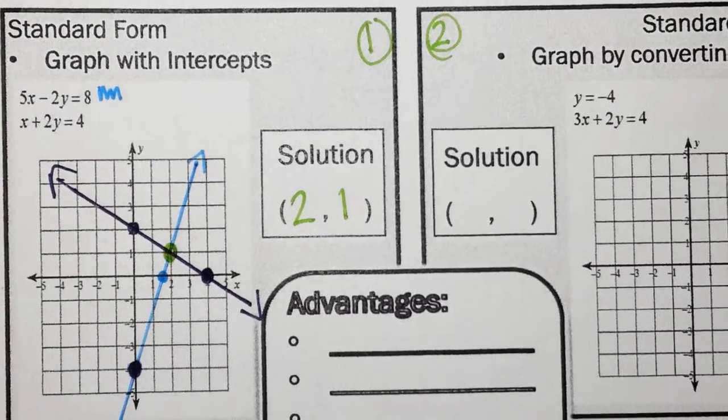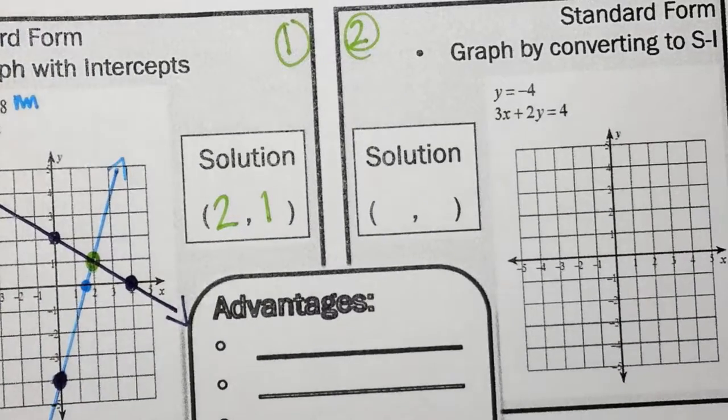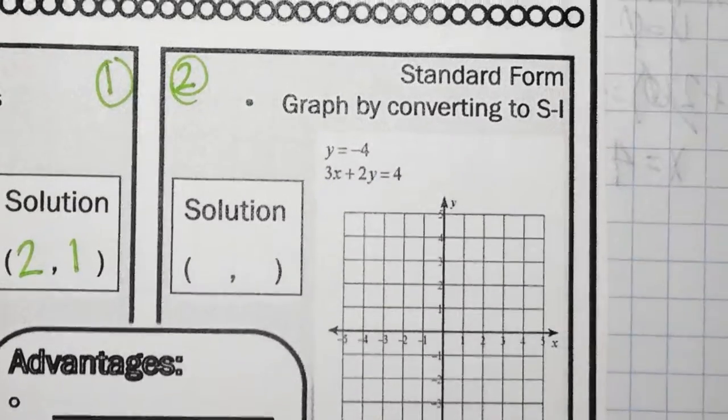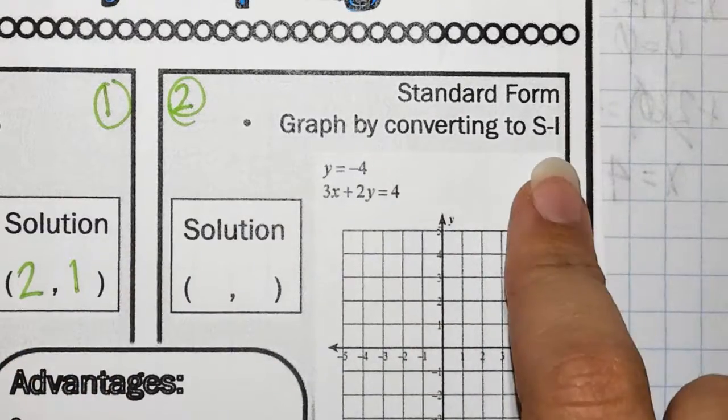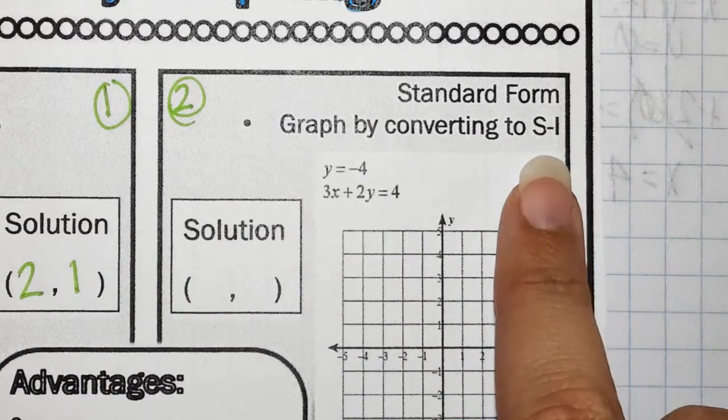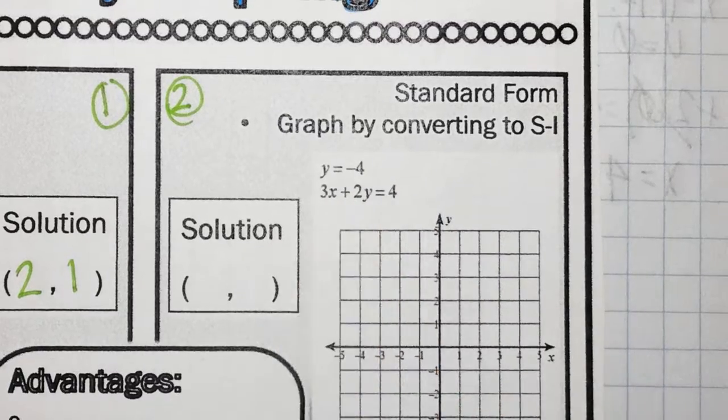Alright, now, let's look at number 2. This says graph by converting to slope intercept. Slope intercept. Who remembers how to convert to slope intercept?